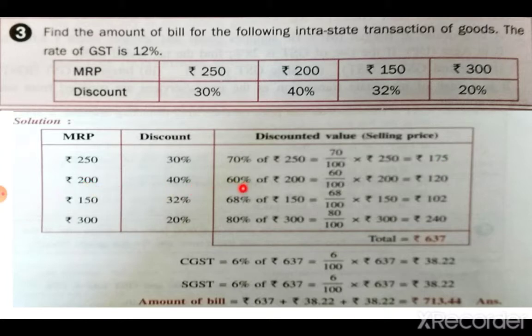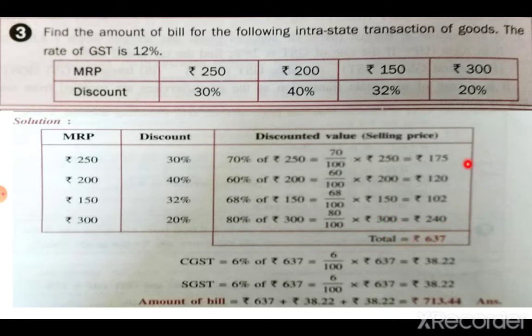Same here, 200, 40%. So 60% is here because 100 minus 40 is 60. So 60% of rupees 200 will be 120. Now 150 MRP, discount 32, 100 minus 32 is 68. So 68% of rupees 150, that is MRP. So 68 upon 100 into rupees 150 will be 102 rupees. Next 300 MRP, 20% discount. 100 minus 20 is 80. So 80% of rupees 300, that will be 80 upon 100 into 300. That will be 240 rupees.